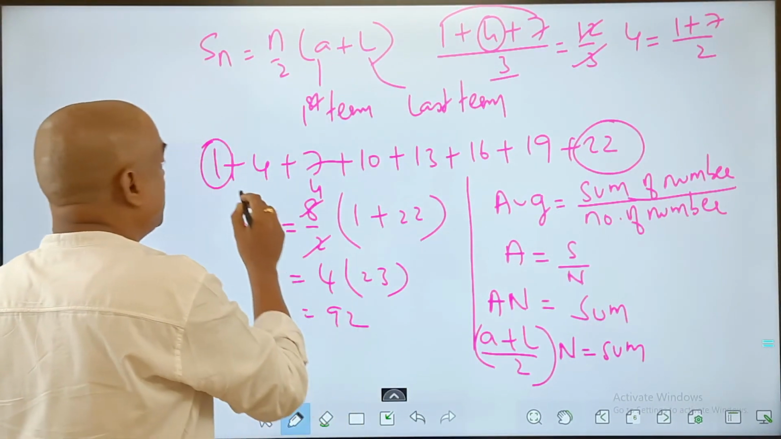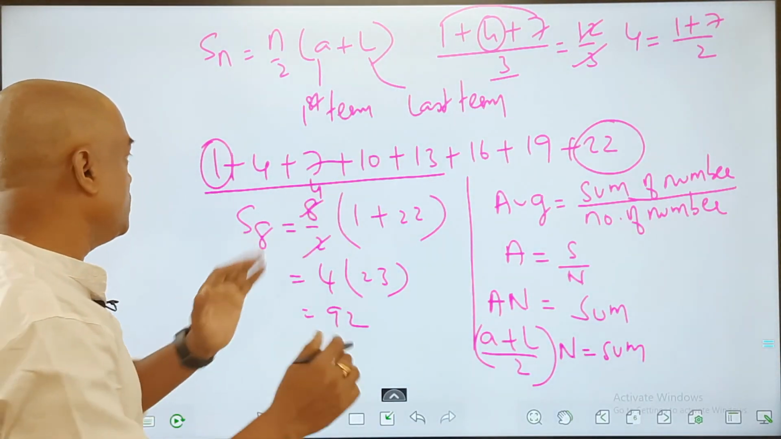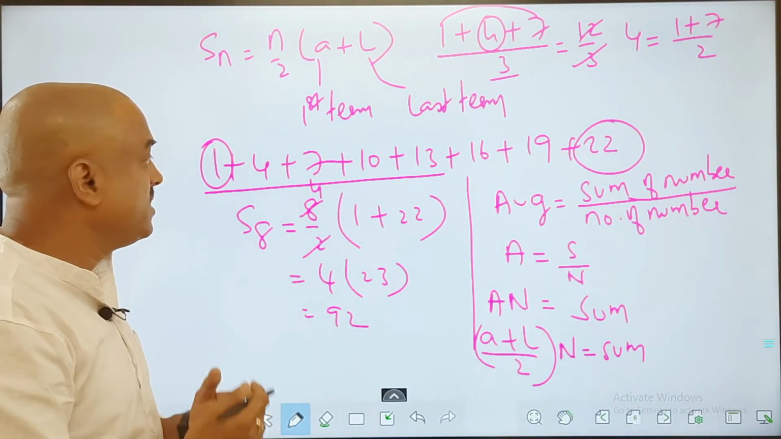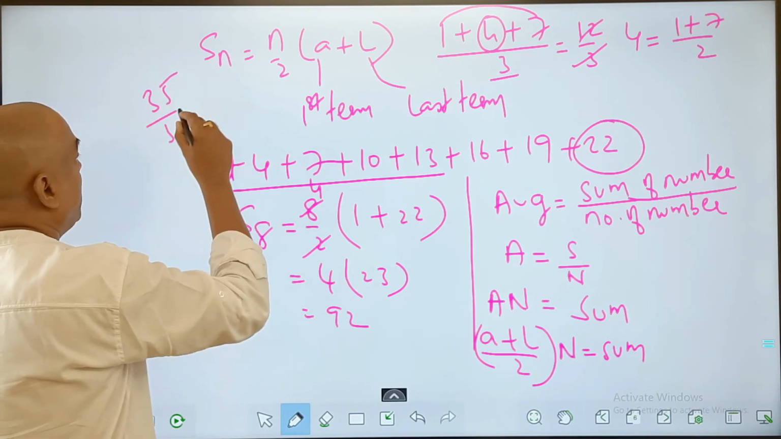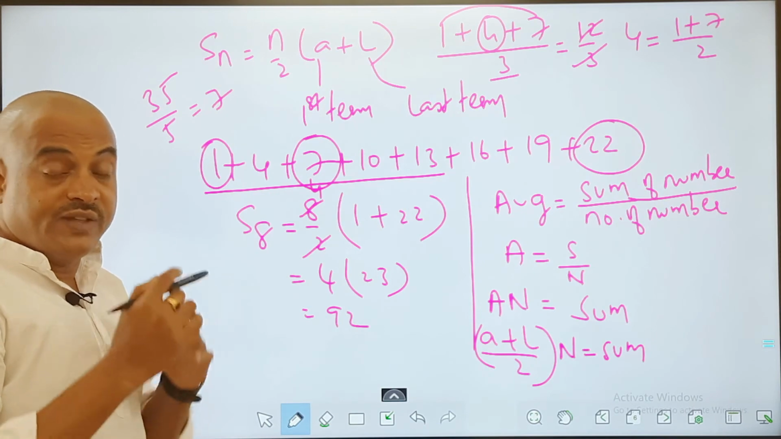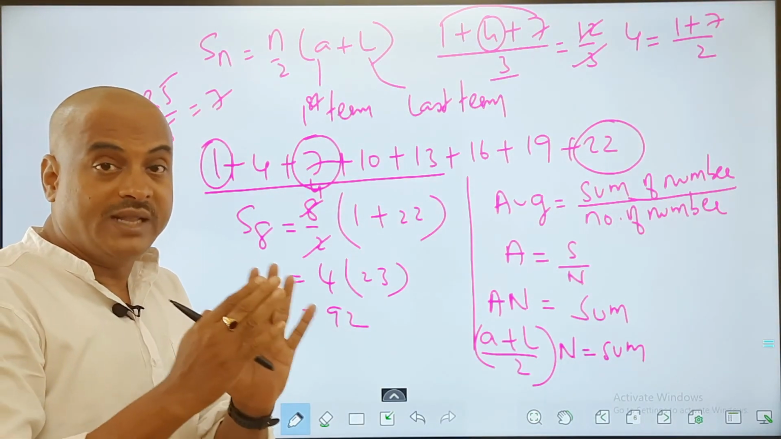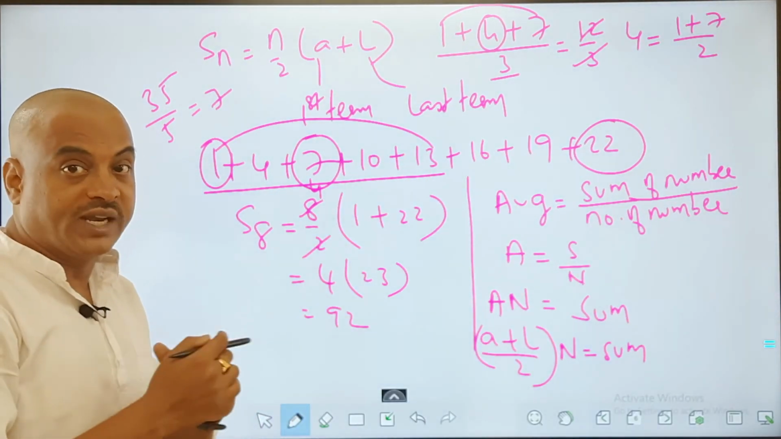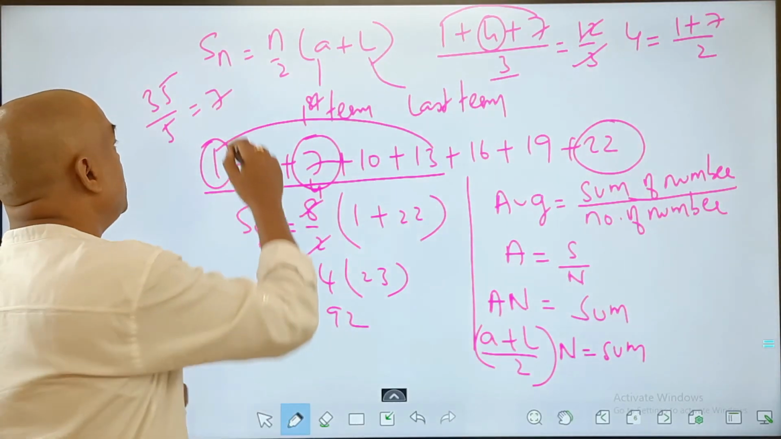If I take the first 5 terms, my friend, 1 plus 4 plus 7 plus 10 plus 13, what is the total? 1 plus 4, 5, 12, 22 and the other one is 35. 35 is the sum of the first 5 numbers, divided by 5 gives me a 7, which is exactly the middle number. So if the numbers are in arithmetic progression, exactly the middle one will be the average, or first term plus last term by 2 also can give you the same answer. For example, 1 plus 13 is 14, 14 by 2 is 7.